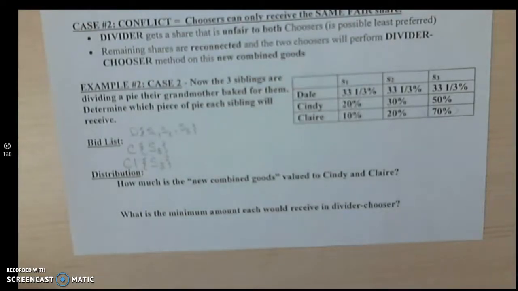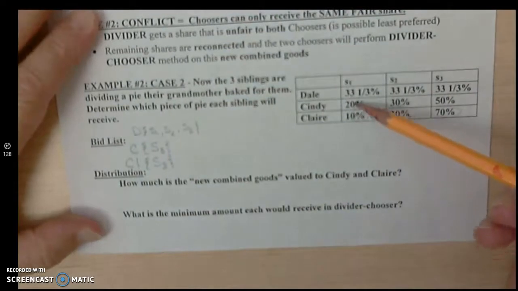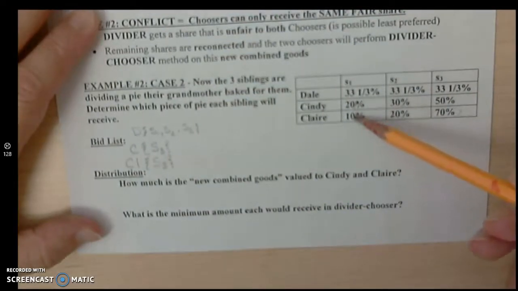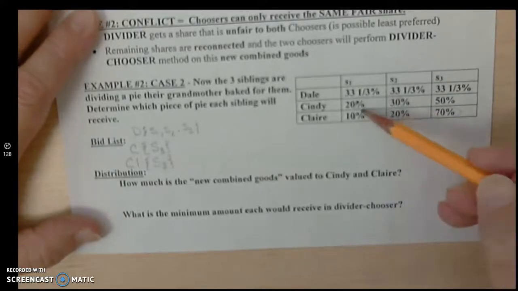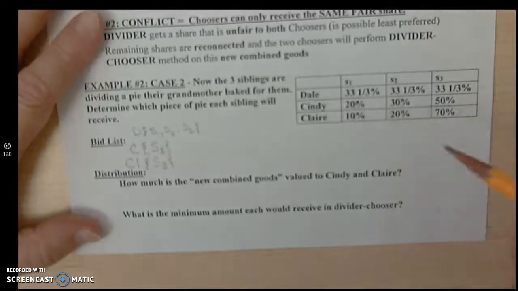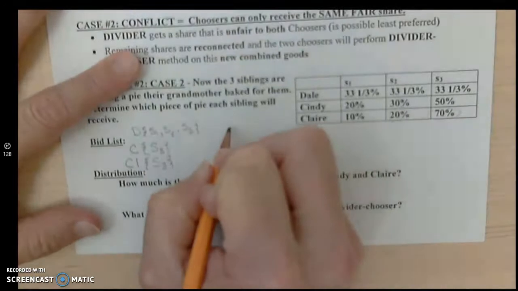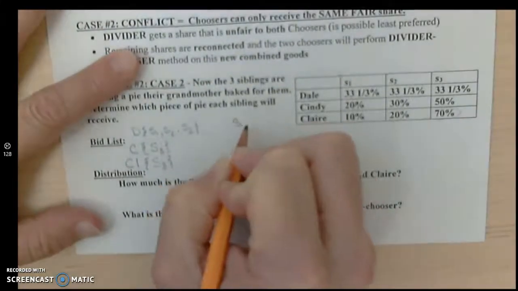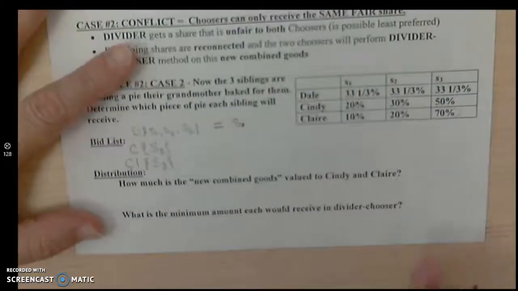So the first thing is we're going to give Dale his piece. And what we want to do is we want to give him the piece that mutually was the least desirable. So if you think about it here, Cindy and Claire did this one as 30%. This is 50%. Okay. So this is the least desirable one. So we're going to go ahead and give Dale S1. That is the least preferred. Okay. We're going to go ahead and give Dale S1.